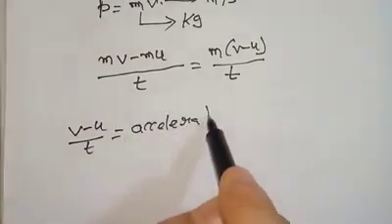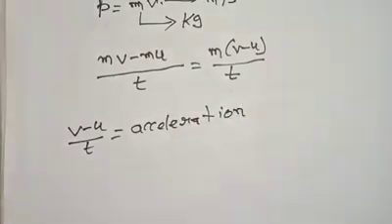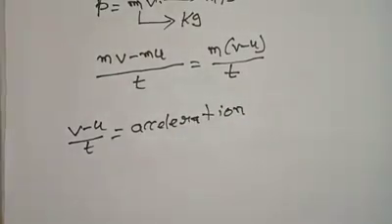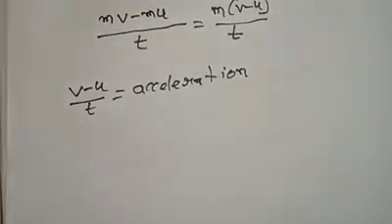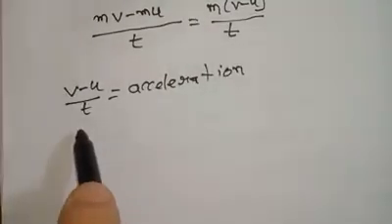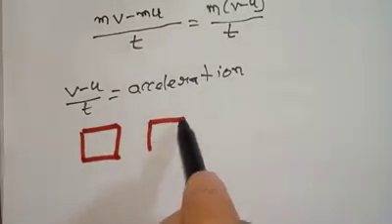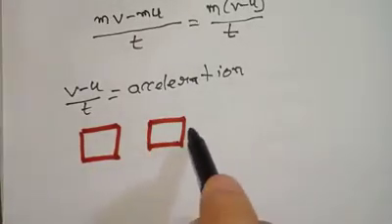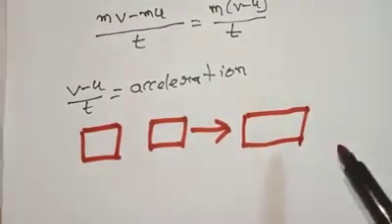This gives us the acceleration. Now we know from the laws of momentum that momentum is always conserved. In order to demonstrate that, I will quickly draw two simple figures. This is a body, this is a body, and after collision they are sticking together. So this is where they are sticking together.